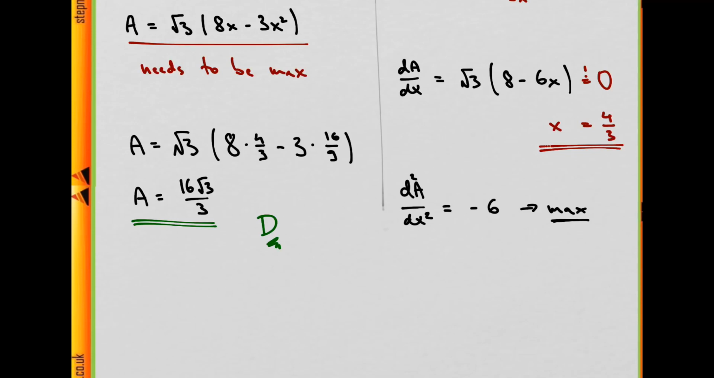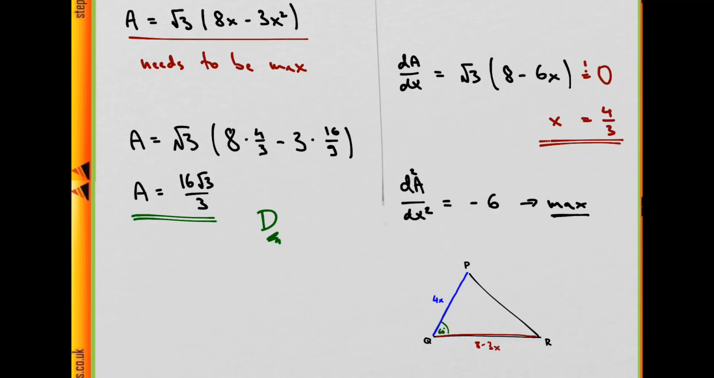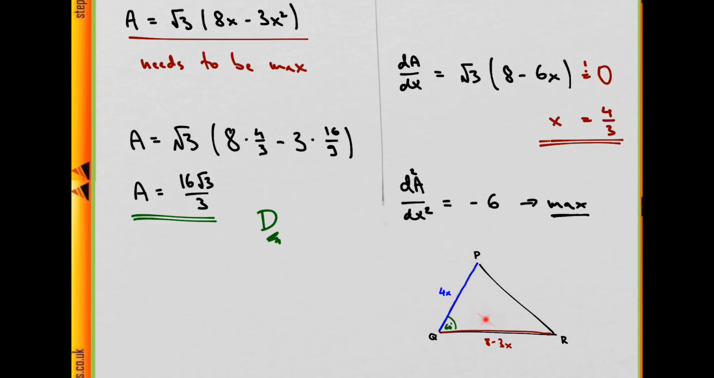And as we see that the second derivative for our function is negative everywhere, that means our stationary point has to be a maximum. Or we can just check with our intuition in this case, because as x approaches 0, we see that the area would be 0 because QP, the length of this side, would approach 0. And equally for large x's, QR would tend to 0.